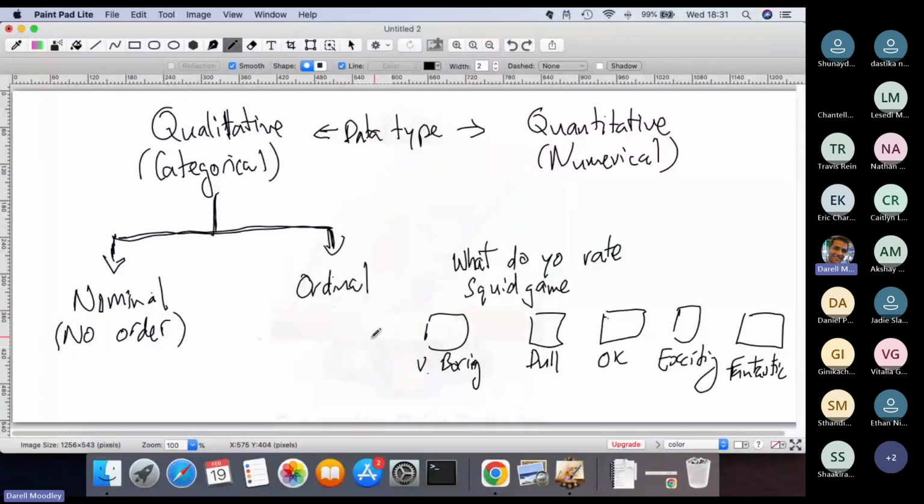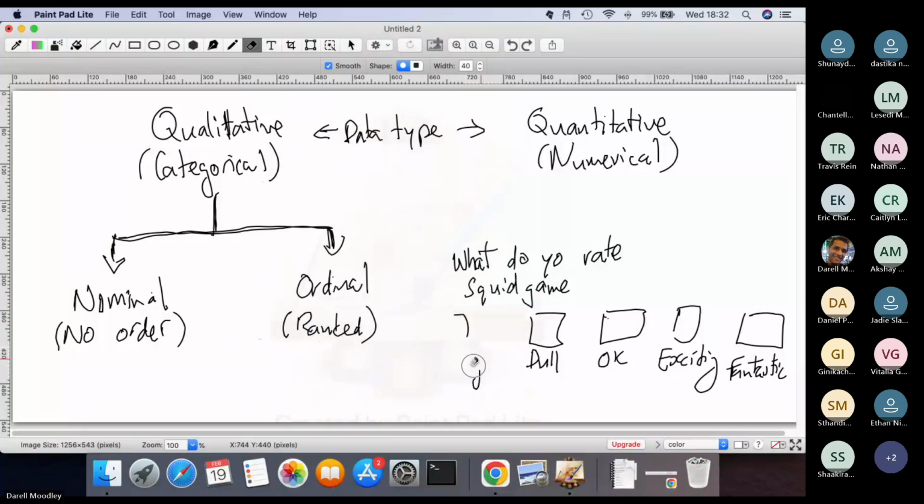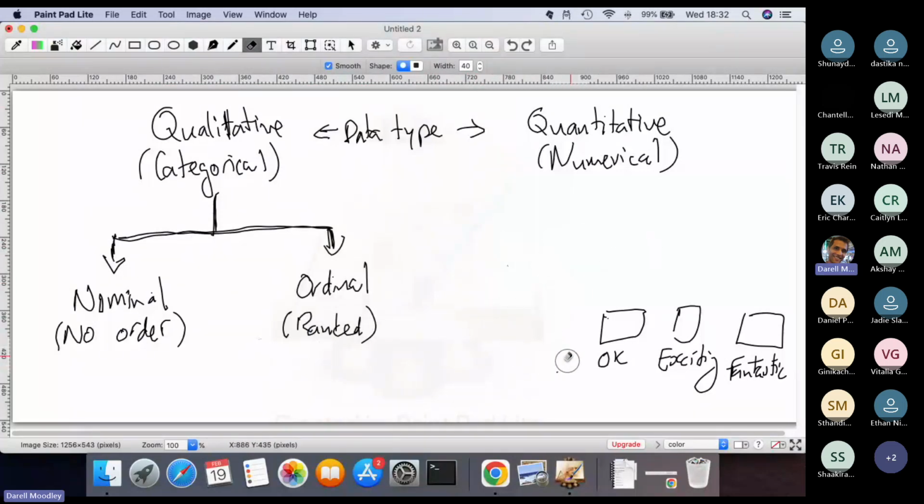So this is an example of an ordinal variable. All right. So that's how you know the difference. Always ask yourself, is there a ranking? Is one higher than the other? So this is ranked. And that covers the measurement scale for categorical or qualitative variables. Now let's move on to quantitative variables. All right, because they also have measurement scales.